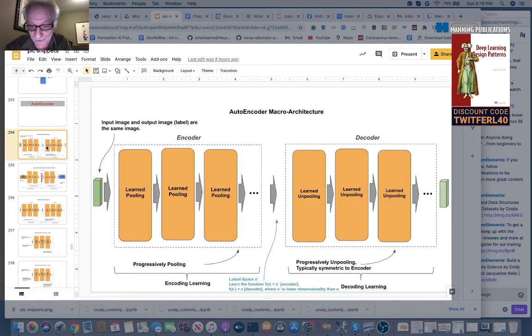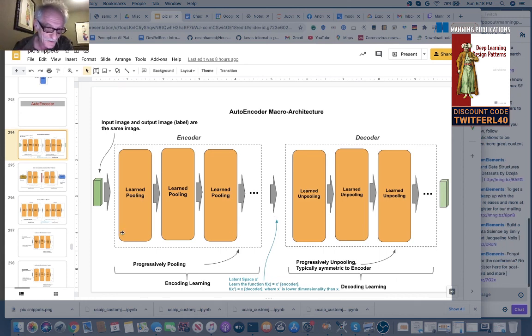How to do this as an autoencoder. In an autoencoder, you have 2 components: the encoder and the decoder. Generally what we have here in the middle is what we call the latent space. You've been hearing me say that a lot. The job of the encoder is to learn the best way to progressively pool your input into the latent space, such that the decoder can learn how to progressively unpool it and reconstruct it to something.